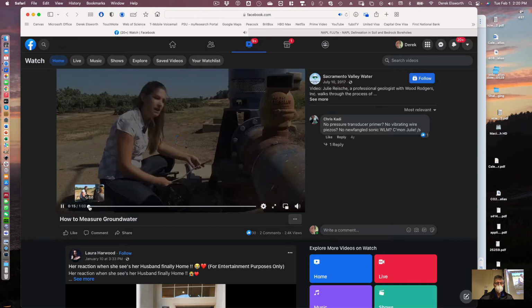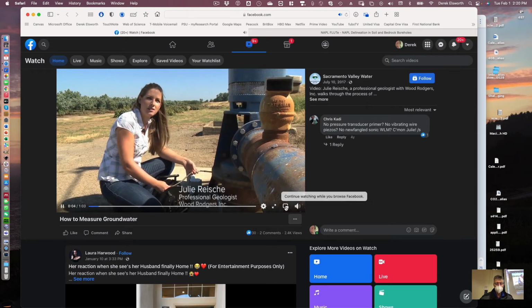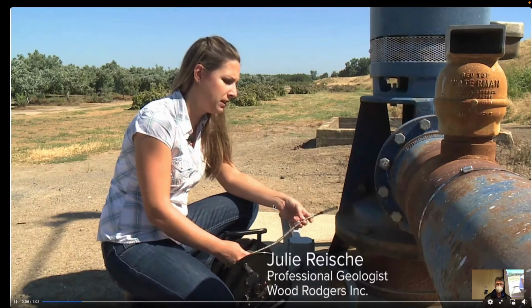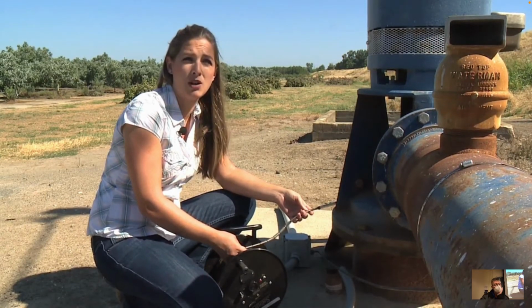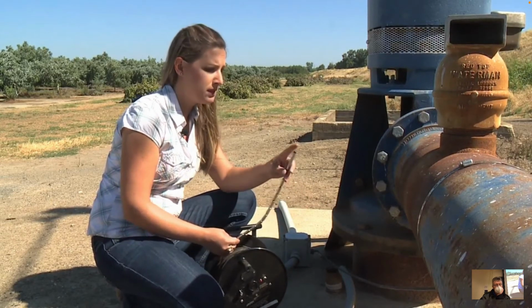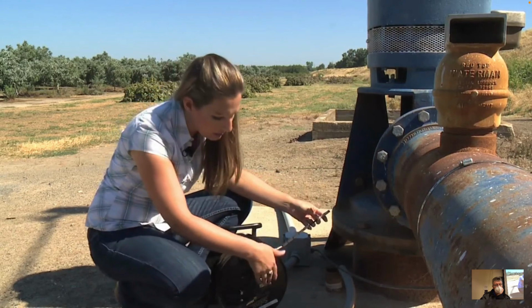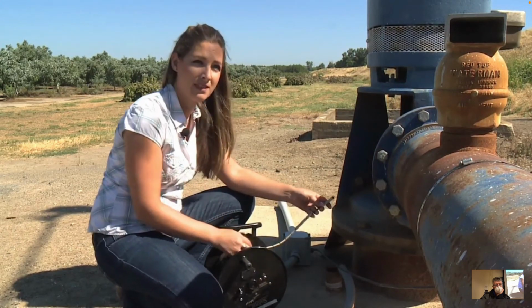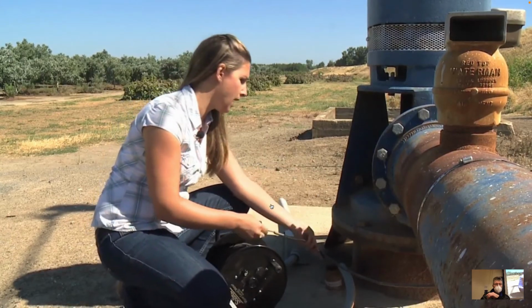Today we're at an agricultural well site, and we're going to measure the static water level in this ag well. What I have here is a water level meter, and what that does is it reads the depth of the top of the groundwater surface. When this tip reaches the groundwater surface, it completes the circuit, and you'll hear a beep like this. I'm going to take this sounder and lower it into the well.